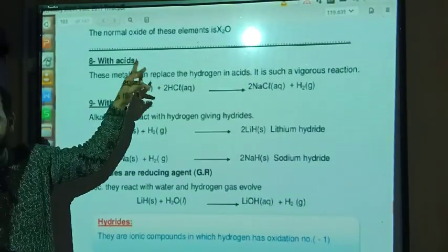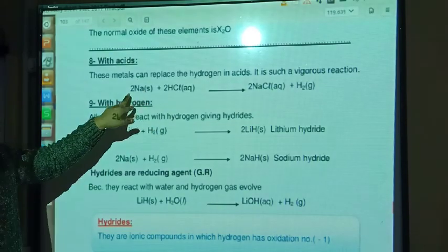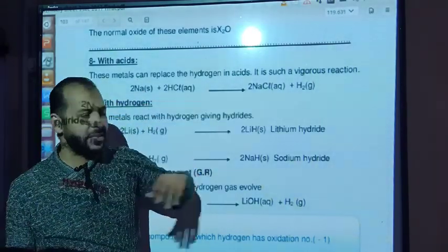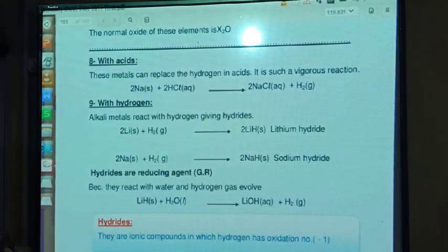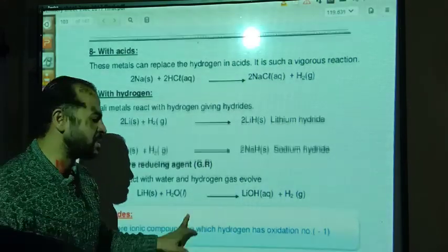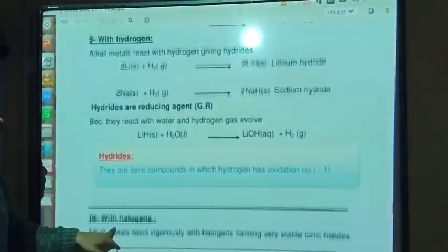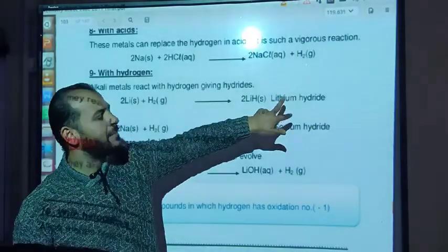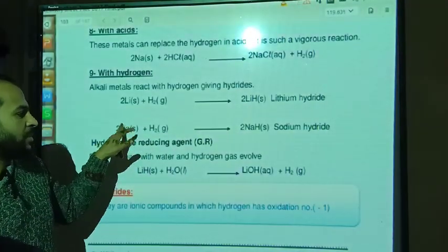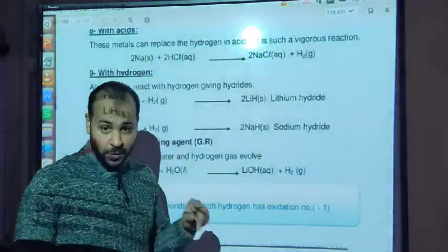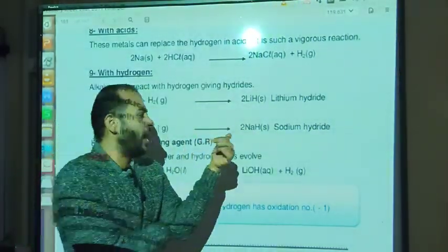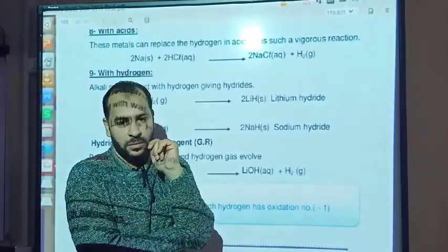Okay. Now let's speak about the reaction with acids. They react with acids and replace hydrogen, forming salt. Na plus 2HCl gives NaCl plus H2 gas evolved. The reaction with hydrogen: they form hydrides. Hydride compounds are ionic compounds in which hydrogen has oxidation number negative 1. For example, lithium with hydrogen gives lithium hydride. Sodium with hydrogen gives sodium hydride. So the oxidation number of hydrogen in sodium hydride is negative 1.